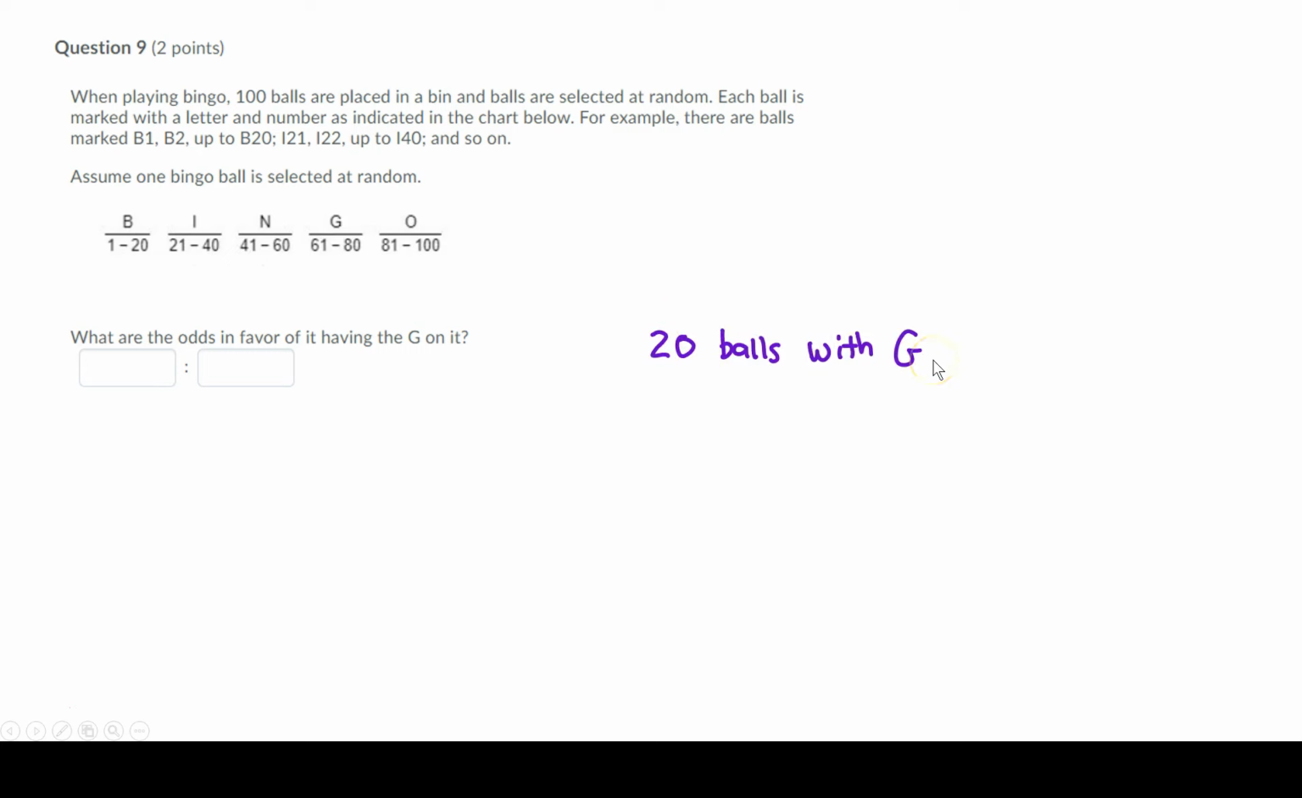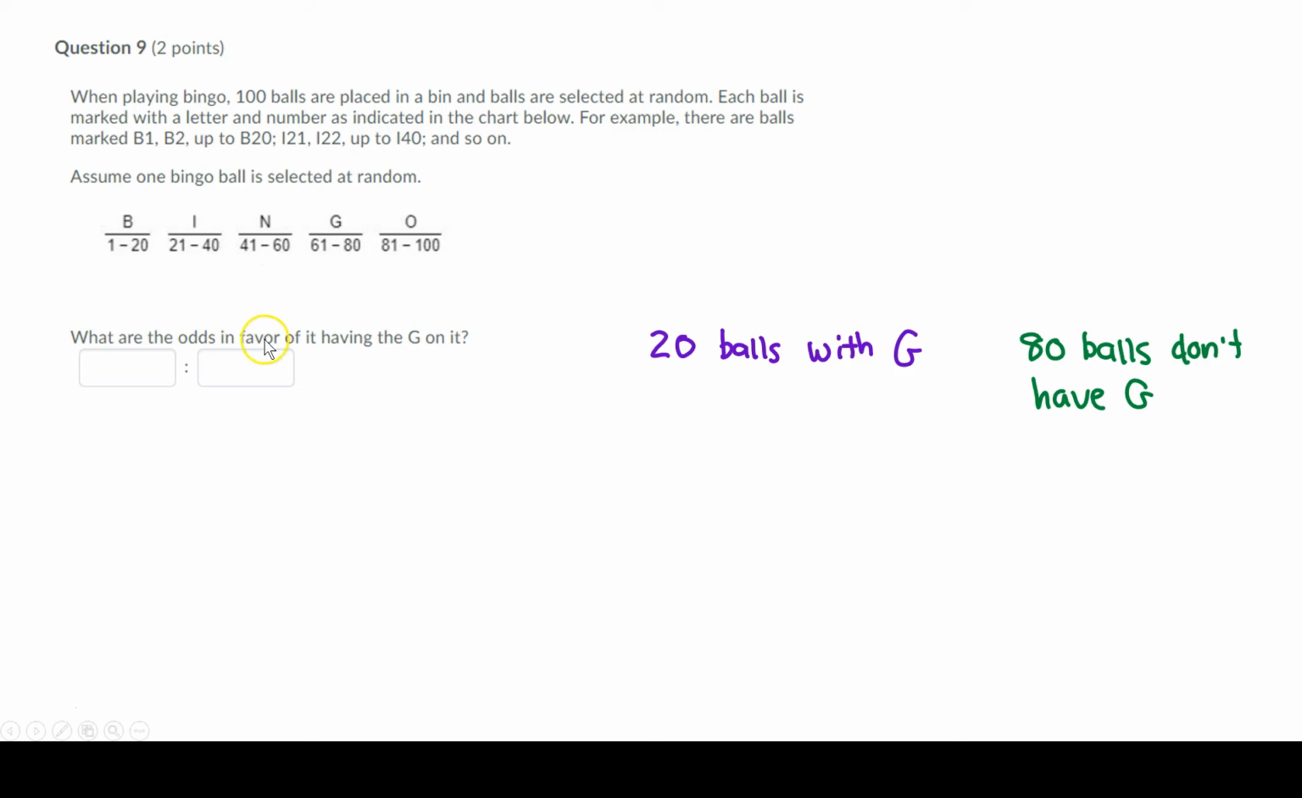So there's 20 balls with G on it, which means that there's 80 that don't. And these are the numbers I'm looking for when I do odds. I'm looking for those that fit a category, those that don't fit a category. It's usually like, it has this or it doesn't have this.